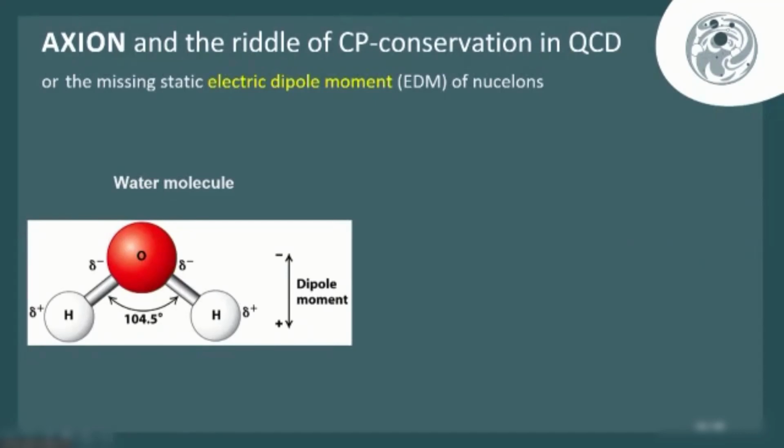So electric dipole moments, you know it from the molecule of water. You know that oxygen, negatively charged, and the two hydrogens in a molecule of water, positively charged, are displaced with an angle. And because of this angle, the positive and negative charge are actually displaced in space, and they constitute a dipole moment. This you all know.